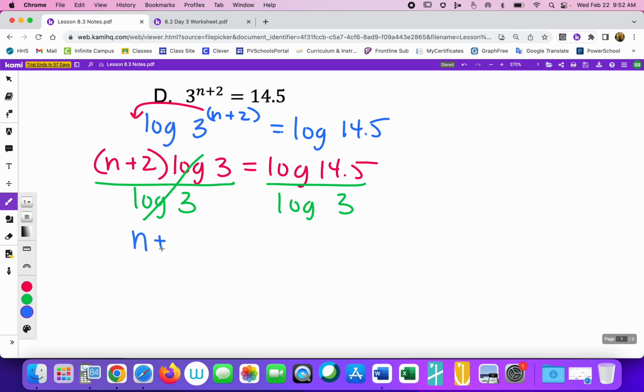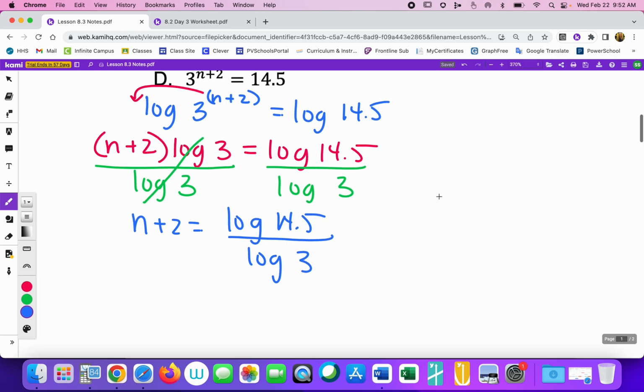So now we have n plus 2 equals log 14.5 divided by log 3. Now ignoring what's over here, how do you get n by itself? You're going to subtract 2. Now this over here is what you would enter into your calculator. Now, these calculators understand you should divide before you subtract. So this one, the only parentheses that are needed is going to be, again, like the last one, around the 14.5 and the 3. It will know to divide before it subtracts on the end.